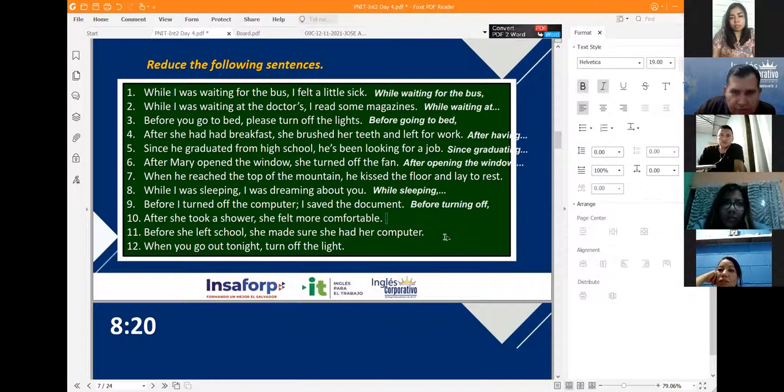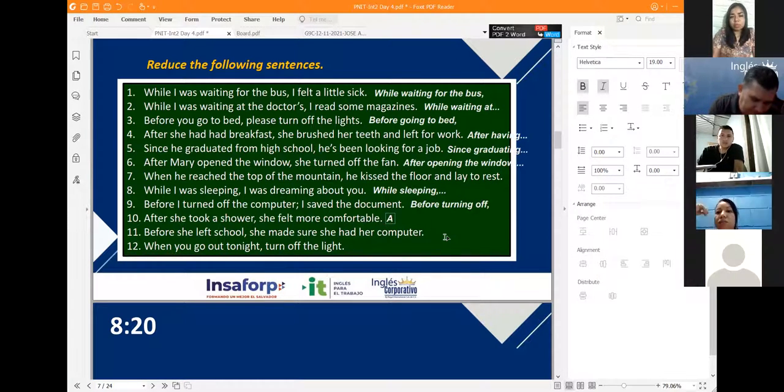One volunteer to do ten. After taking a shower, she felt more comfortable. More comfortable. Okay, number eleven. Before leaving school, she made sure she had her computer. Excellent, very good.